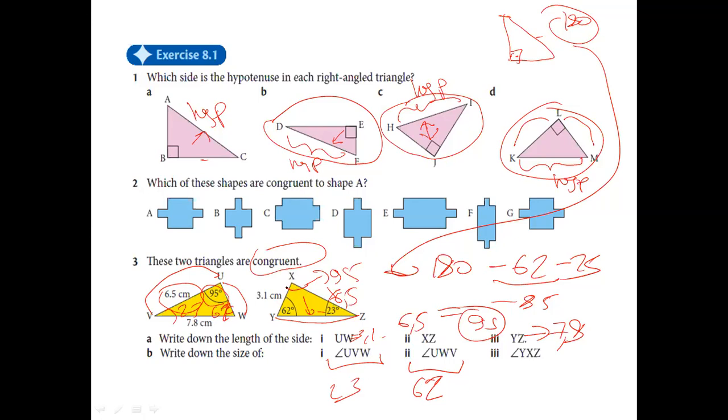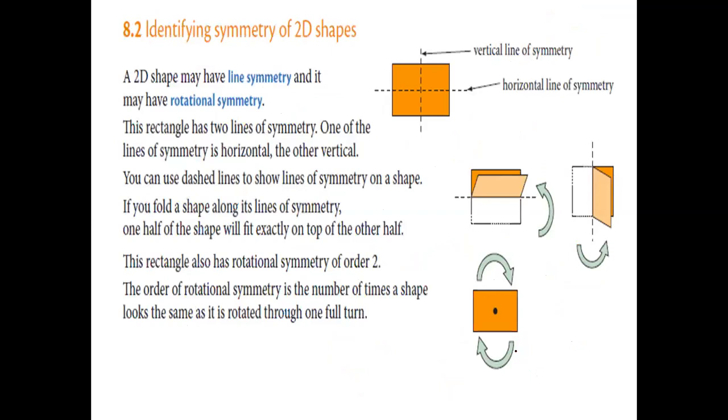XYZ, its widest angle or biggest angle is 95. Okay, let's start today's unit. Chapter 8.2, identify symmetry of 2D shapes.